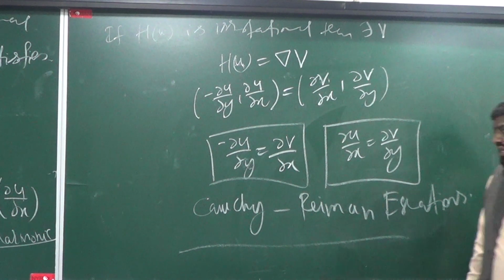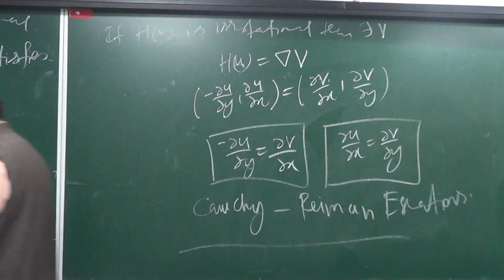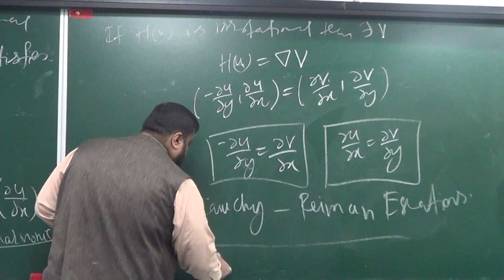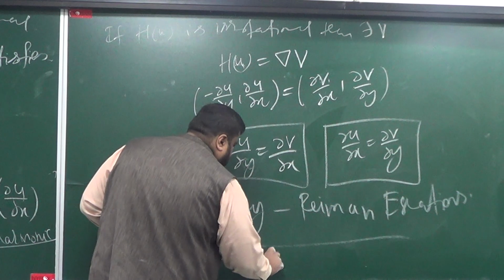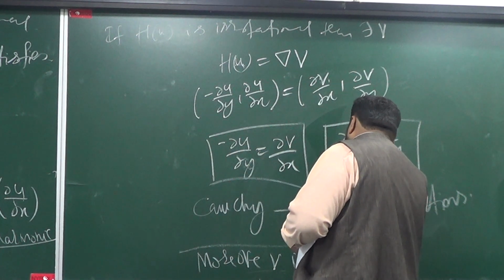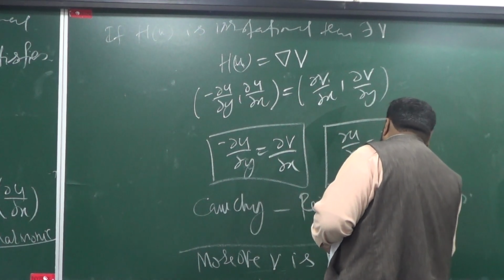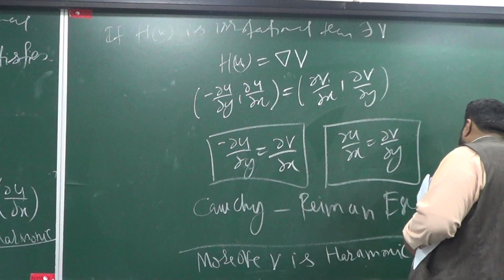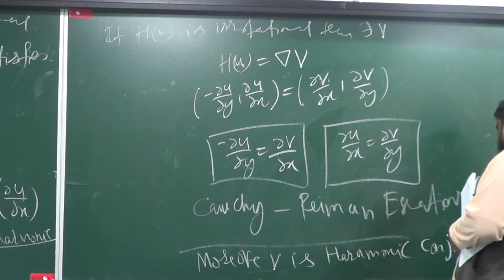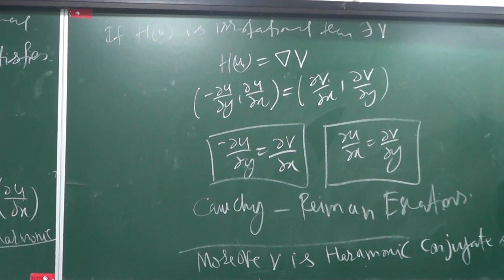Moreover, this V is called the harmonic conjugate of the U vector. It's called the harmonic conjugate of the U.